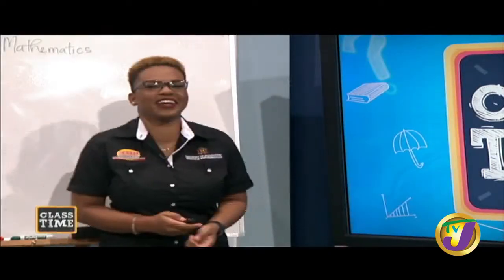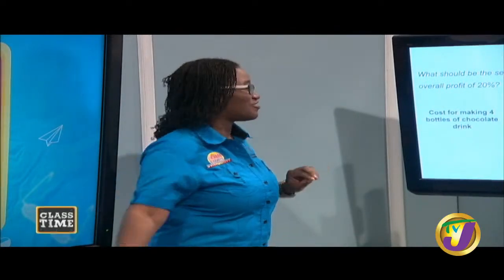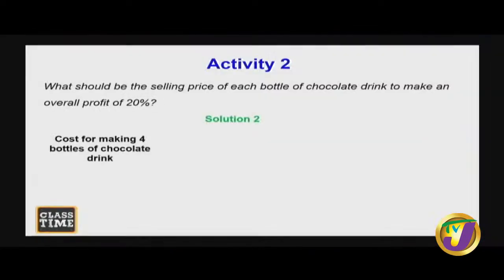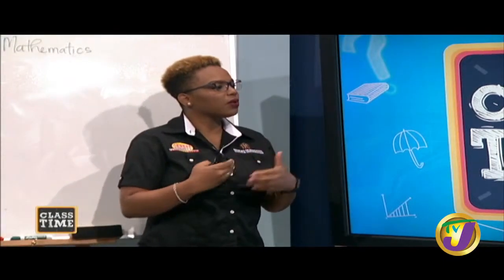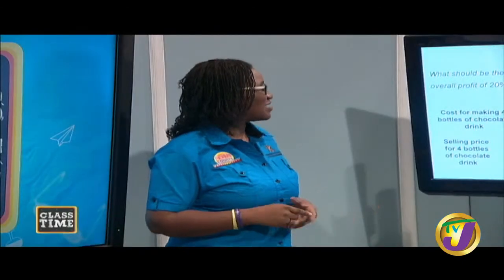Strategies. All right. Okay, I sense dancing coming on, so I'm going to cut you right there. But let's talk about solution 2. Now, the cost for making 4 bottles of chocolate drink, we know that already. $325. And I want to just point out another strategy that we probably never talk about, but we're using the information that we already have to help us, right? All right. I'm fine with that.